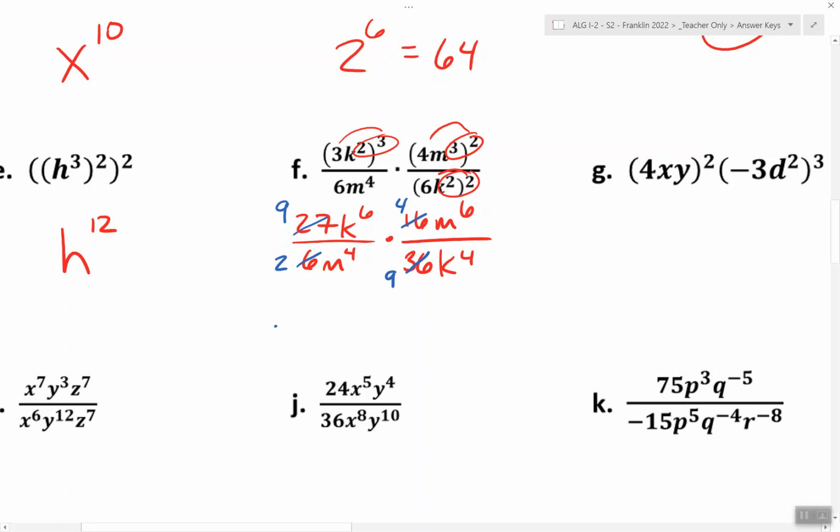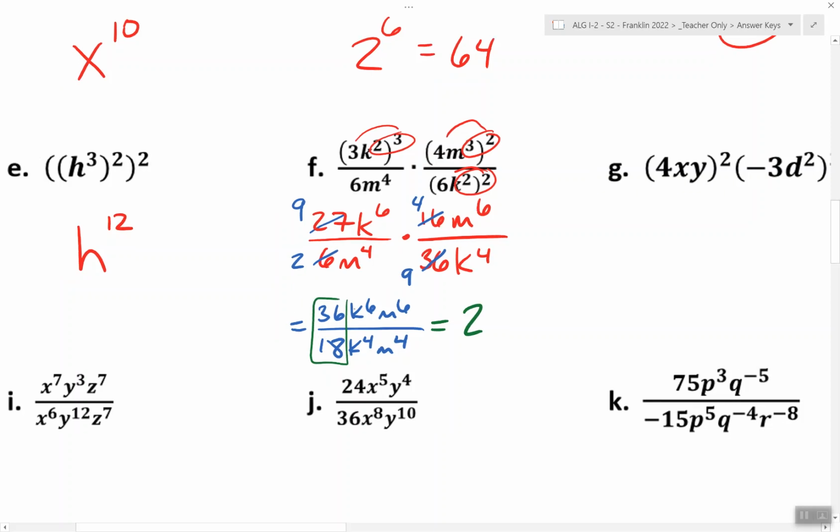So if we multiply straight across, 9 times 4, that's 36. Then we have k to the 6th, m to the 6th, over 2 times 9 is 18, and then k to the 4th, m to the 4th. And now we can use the quotient rule. So 36 over 18, that's 2. 36 divided by 18 is 2. And then subtract k to the 6th, k to the 4th, that's k to the 2nd. 6 minus 4 is 2. Same for the m's. 6 minus 4 is 2. So 2k squared m squared is what we end up with after that whole mess.